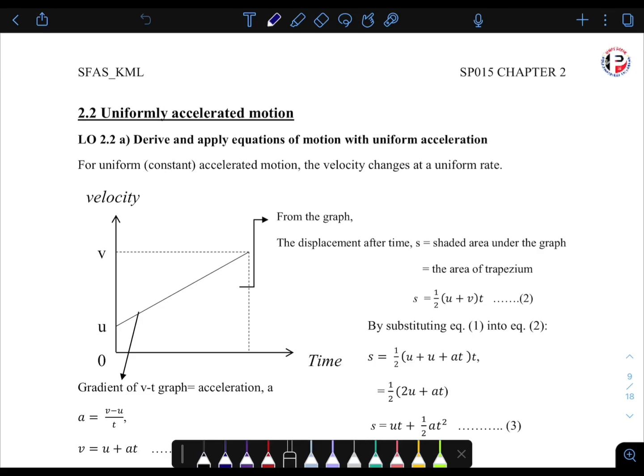Assalamualaikum and hi. So in this video, we're going to look at 2.2 uniform accelerated motion under chapter 2.